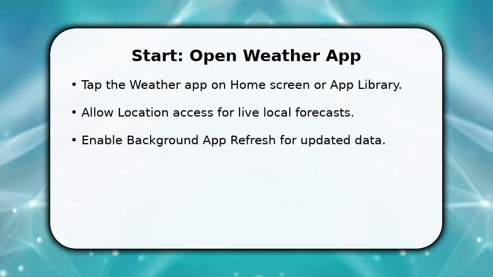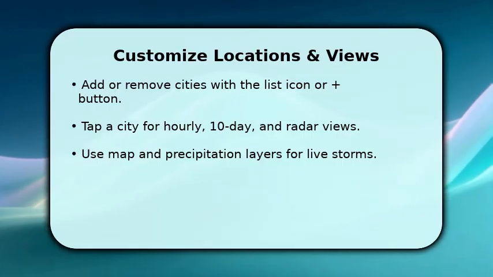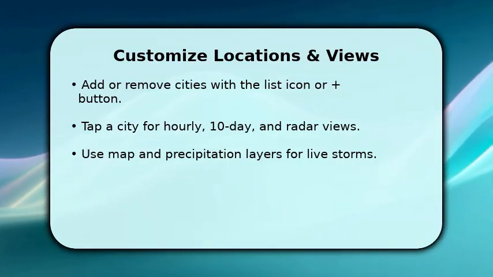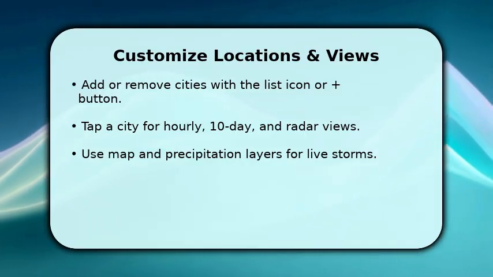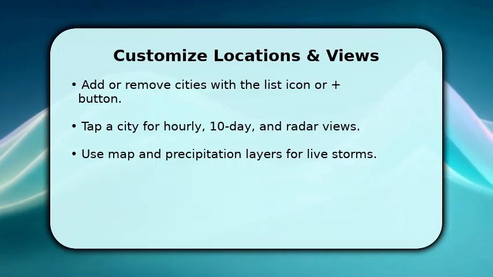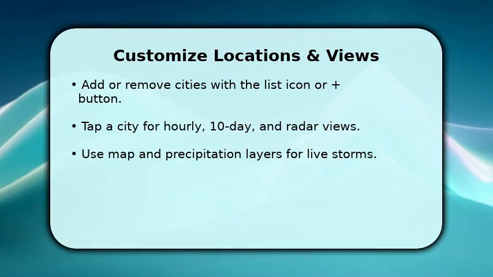Once your app opens, add cities by tapping the list icon, then the plus sign. This keeps multiple locations handy. Tap any city to see hourly details, the 10-day outlook, and the radar map. These views explain when rain or temperature shifts will occur. Make sure to toggle precipitation and satellite layers to visualize storms.